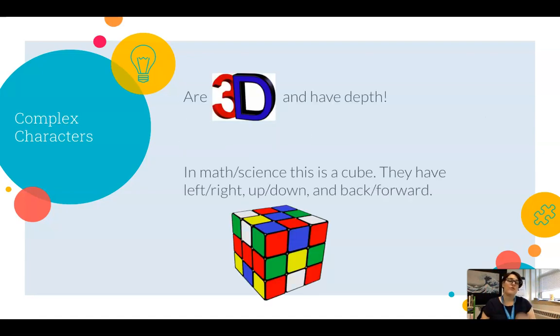We see them as more full characters. They are also called three-dimensional. And like in math and science, 3D is a cube. We have left, right, up, down, and back, forward. They have that depth. The other thing to consider is this cube. In math and science, this cube has 6 faces. We can only see 3 right now. So the idea is we don't see everything in this character every single moment. That's why they're so complex.